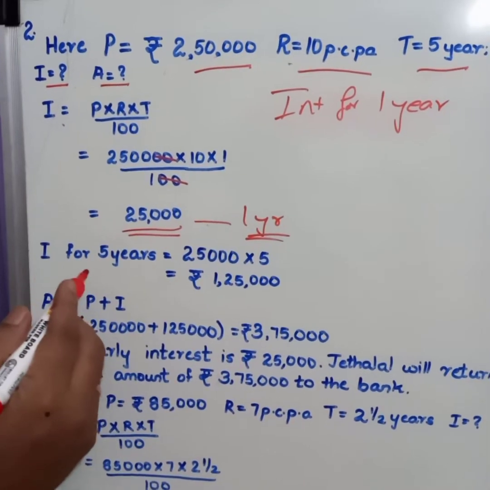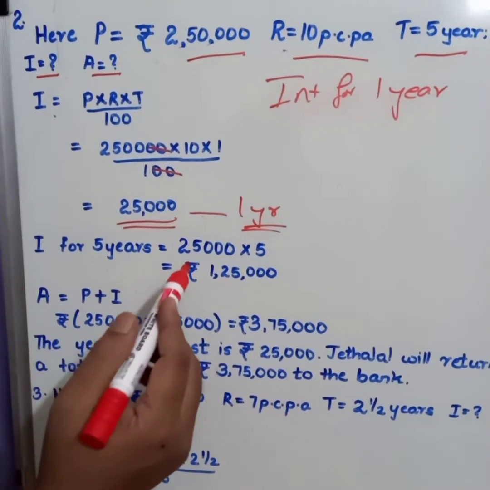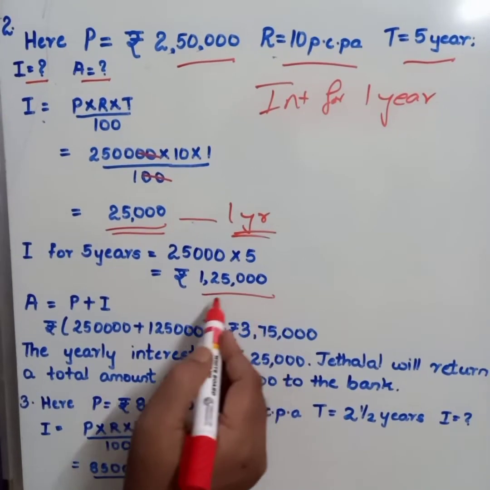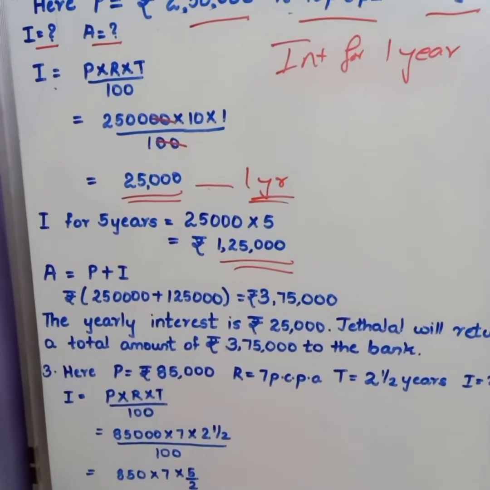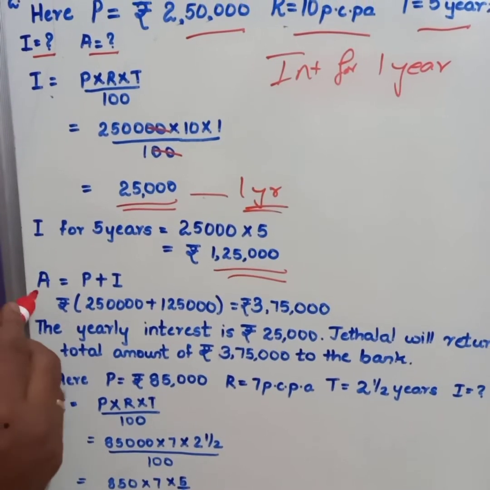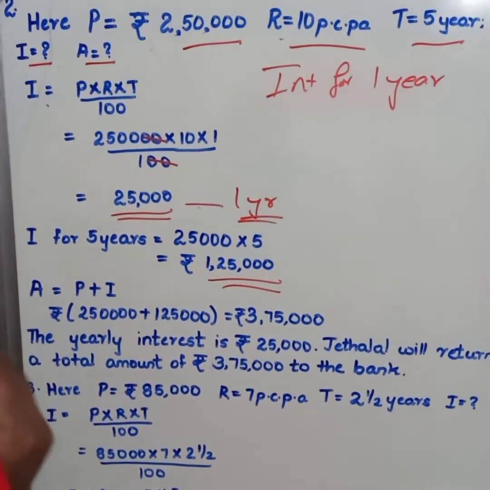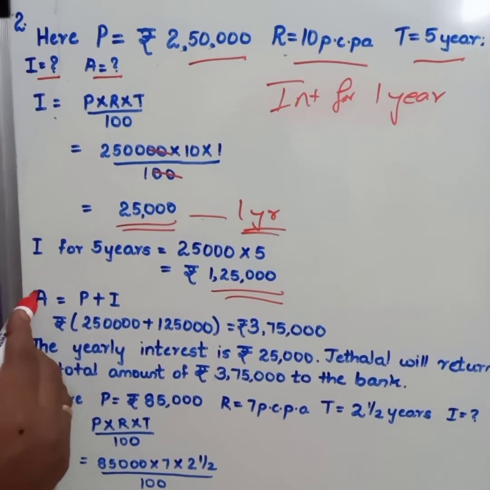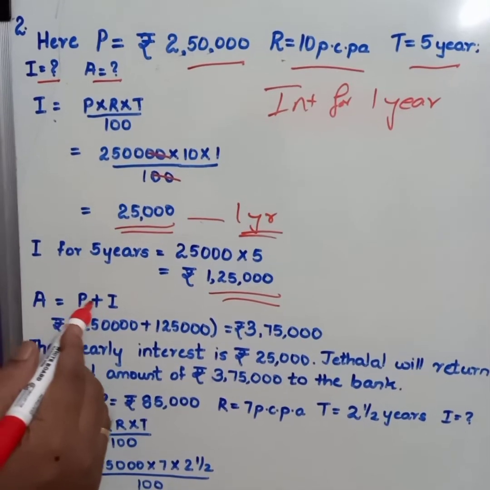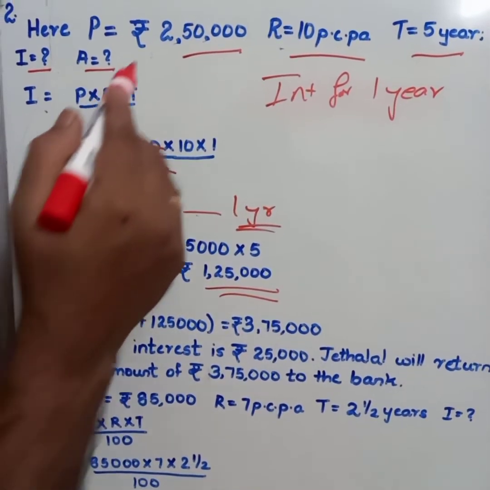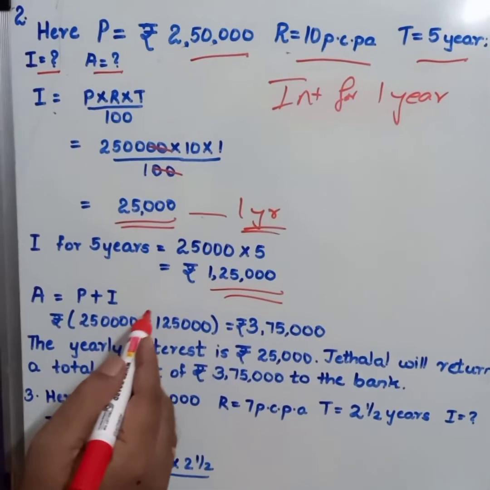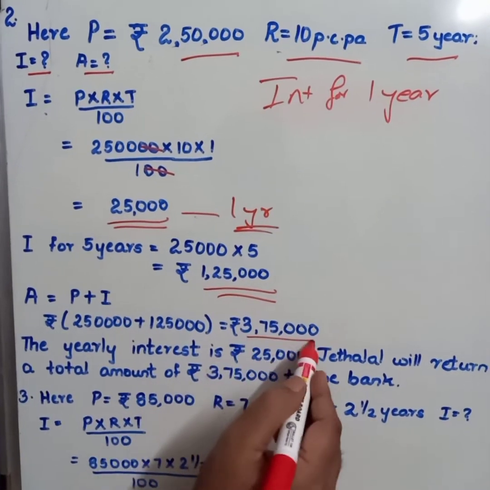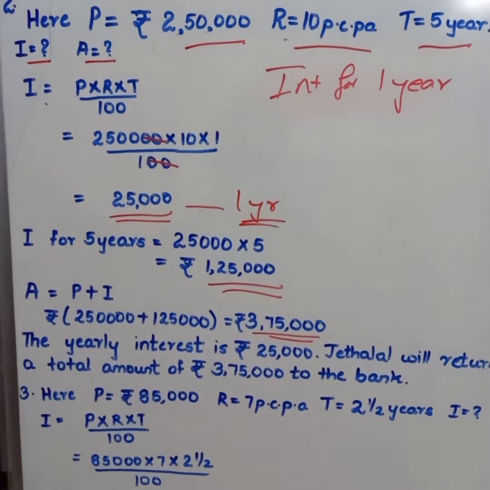Now we are going to find interest for 5 years. So what we will do? 25,000 into 5. So it comes up to 1,25,000. We need to find the total amount he returns back to the bank. So that is amount formula. A is equal to P plus I. What is this principal? That is 2,50,000 plus 1,25,000 interest. That comes up to 3,75,000.